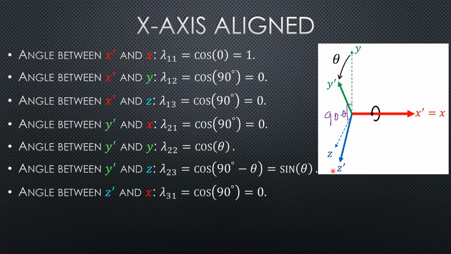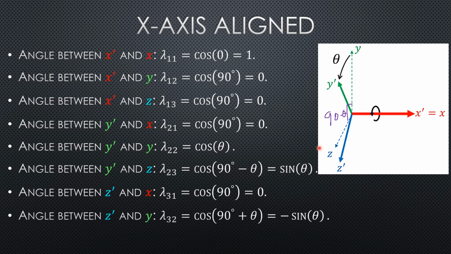Now z prime and x, kind of the flip-flop of this one, gives us 90 degrees. z prime and y, we see that the original y, the dashed line here, is this 90 degrees plus the theta rotation from this rotation about x. So that gives us 90 plus theta, which the sum and difference identities, once again, yield a negative sign. Following that, we have the angle between z prime and z. That's just an amount theta, so cosine theta is what we need. And once again, the direction cosines give us everything we need to unlock this rotation matrix.